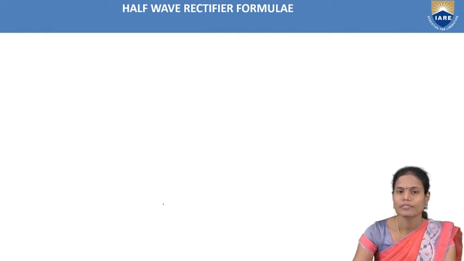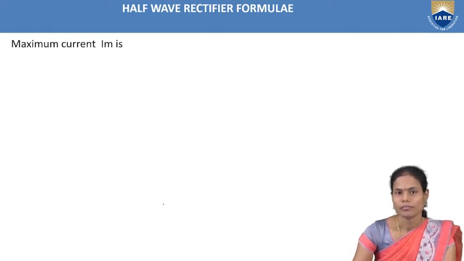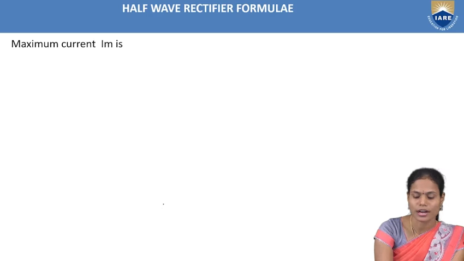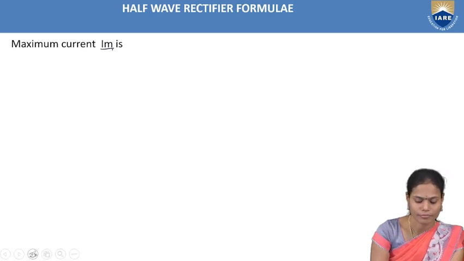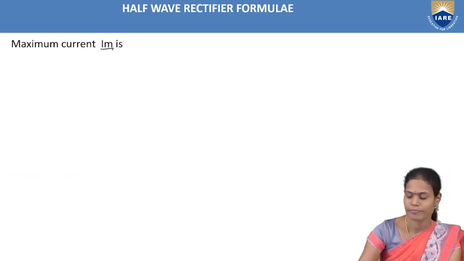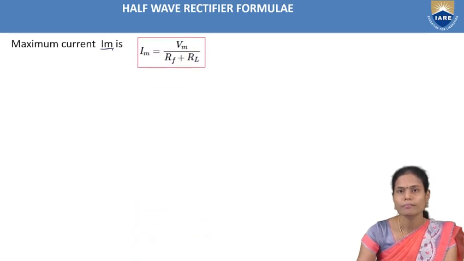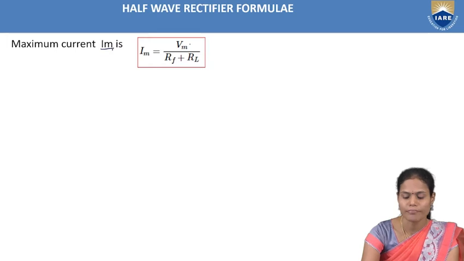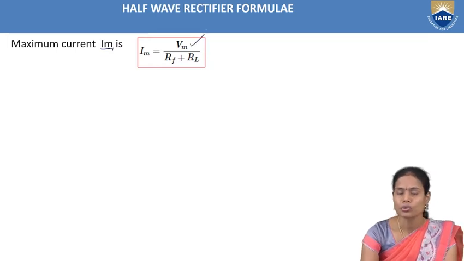So here first we will revise the half wave rectifier formulas, then we'll go with the problems. So the first parameter we are going to calculate in the half wave rectifier is the maximum current. We will represent it here as Im, and the maximum current we can calculate from the maximum peak voltage Vm divided by the total resistances present in the half wave rectifier.